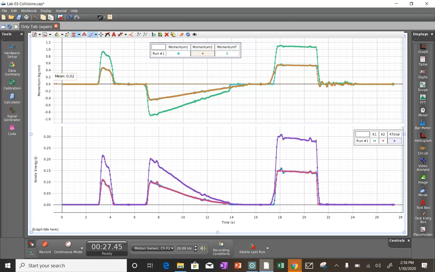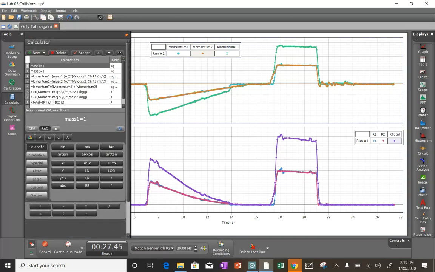See where it says calculator, the blue button over here on the side? I clicked that and it opened up the calculator. Right now it has both mass 1 and mass 2 set at 1 kilogram. What is my mass 1? I'm doing, it said unequal masses. And so I put a bar in here, so cart 1 is 1 kilogram.